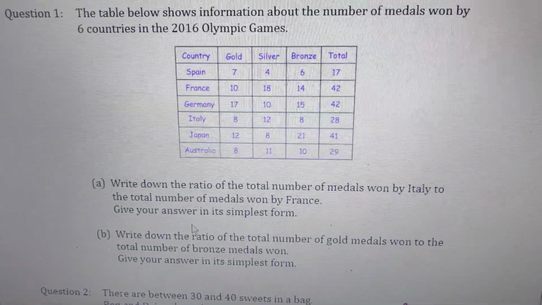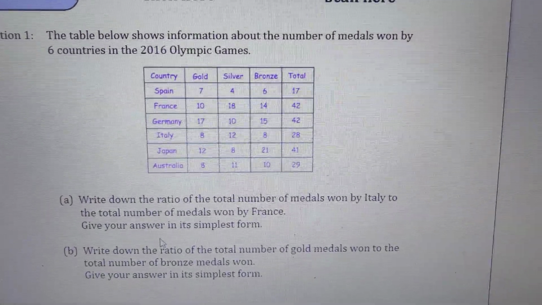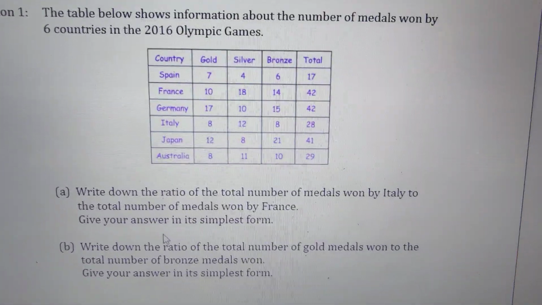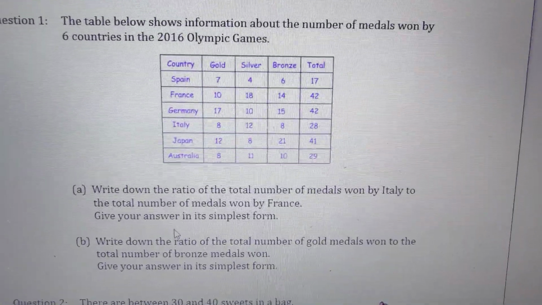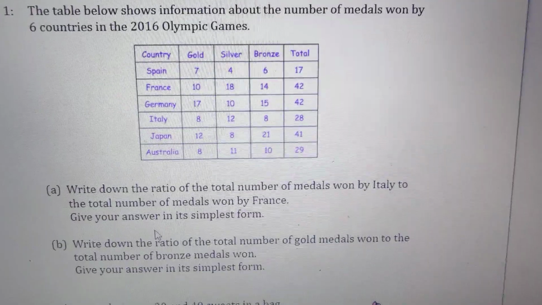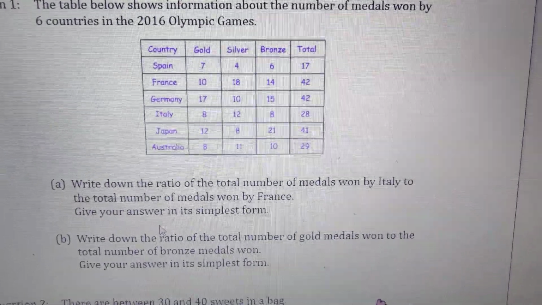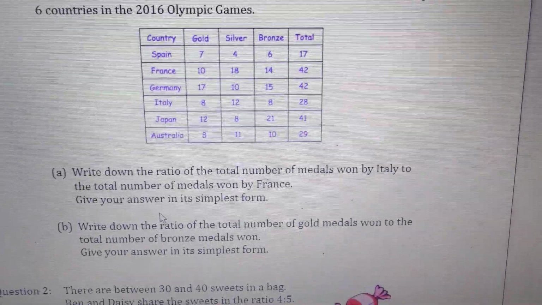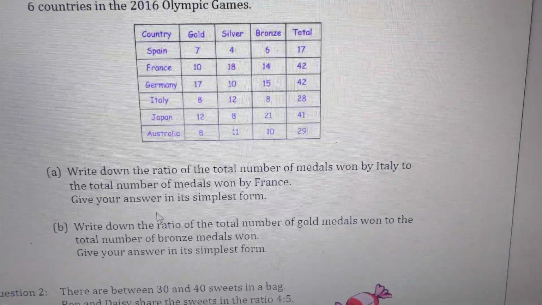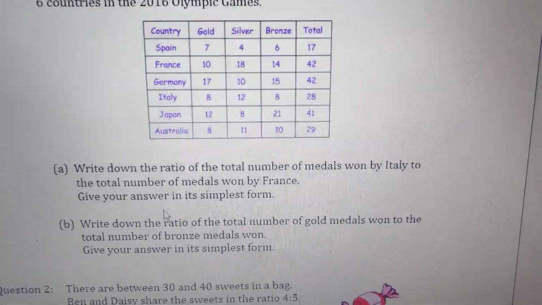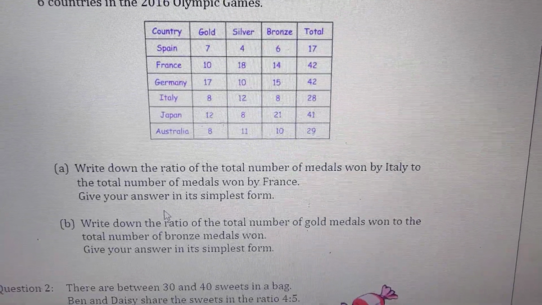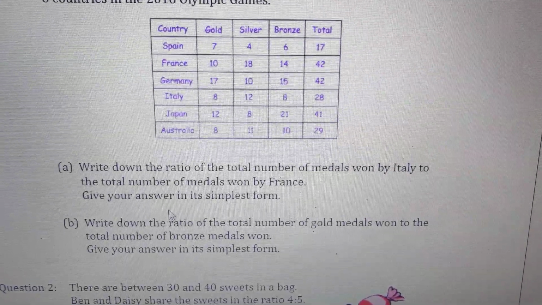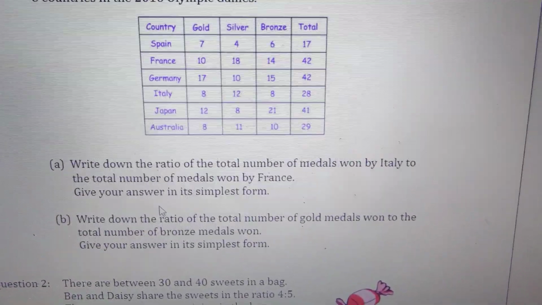Question B says, write down the ratio of the total number of gold medals won to the total number of bronze medals won. Well, I'm going to get out my Casio calculator here. I can see that gold medals is going to be 7 plus 10 plus 17 plus 8 plus 12 plus 8. Fantastic. Some of you will use your ninja skills to do that mentally, I'm sure. Gives me 62.